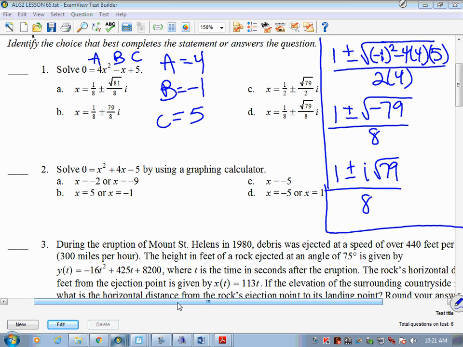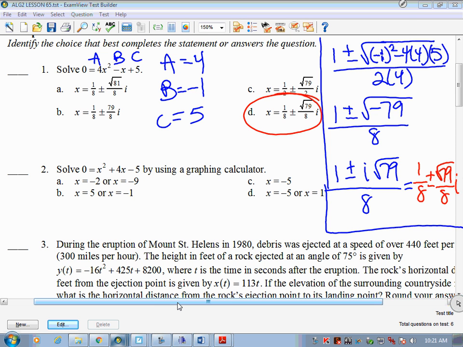Do we see anything that's equivalent to that up there? D. Okay, this is equal to 1 divided by 8 plus or minus radical 79 over 8i. I can move that i to the outside. So I should be able to get D for an answer there. Are there any questions about that? We understand? Okay. All right.